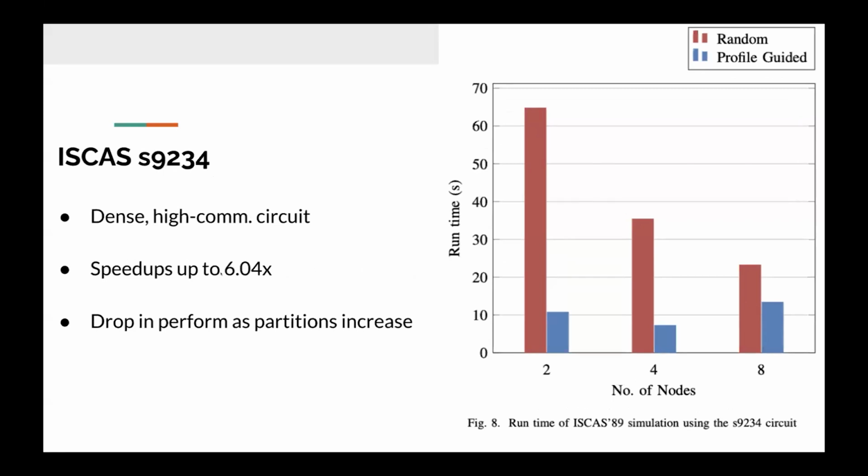The same thing applies to the S9234 dataset, where the difference is a dense and high communication circuit. On 2 nodes, we can see a 6.04x speedup with profile guided partitioning, and there is a huge difference for 8 nodes and 4 nodes as well, but we can note the decline in speedup as we add more nodes. This reflects the increasing difficulty of keeping all high traffic objects together in small partitions.